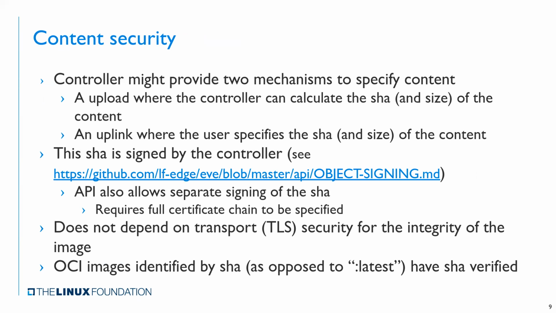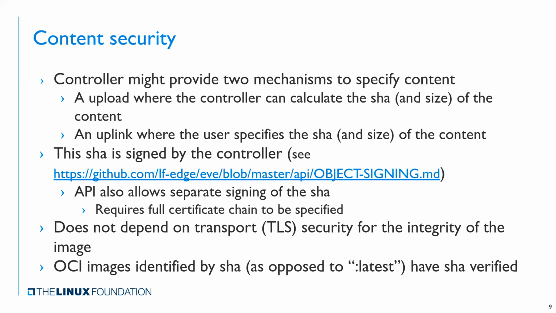So what about security of this content? There's several different layers for this, in terms of the actual images, the actual content. The controller might provide two different mechanisms to hand content to it. One is when you actually do an upload operation where the content passes through the controller, and the controller can now calculate things like the SHA and the size of the content, and then save it in S3 or whatever.